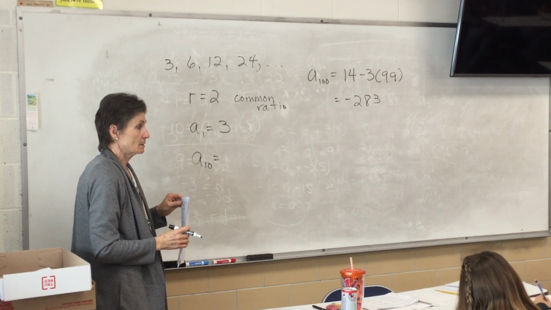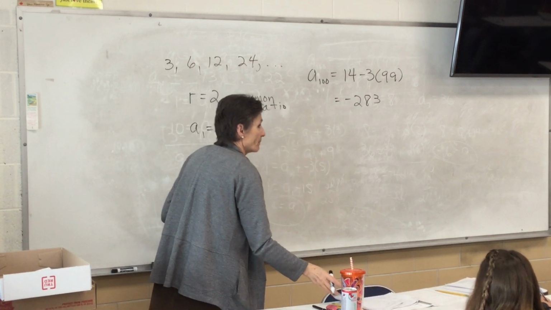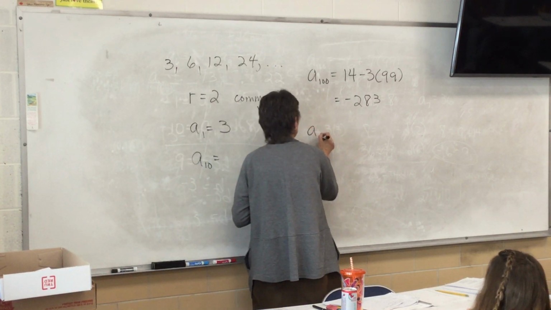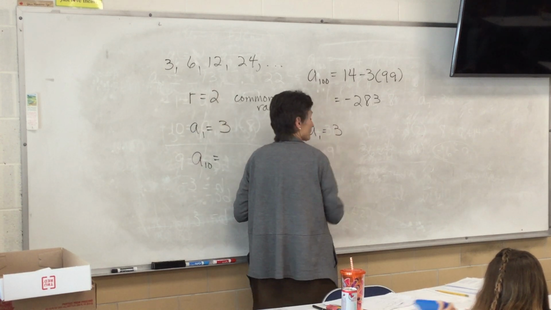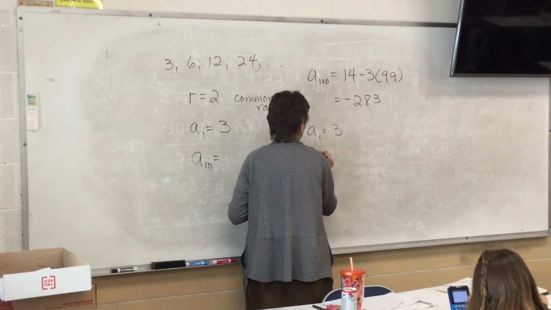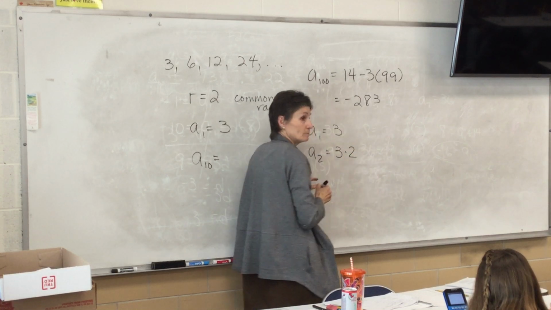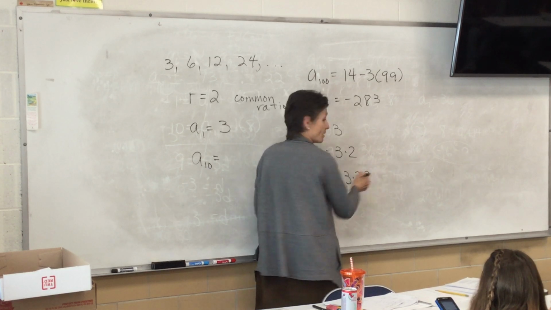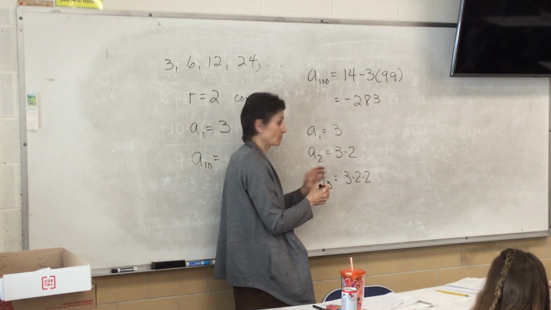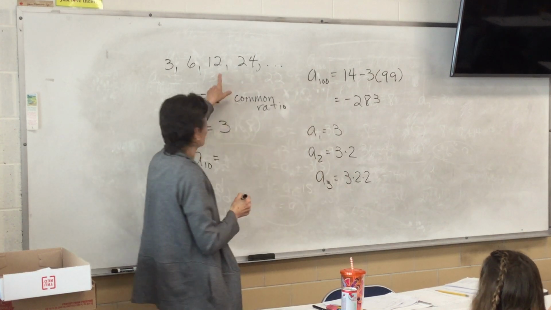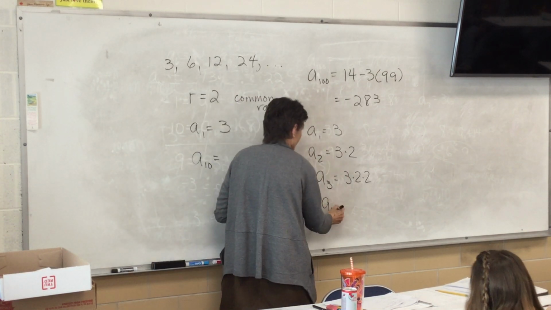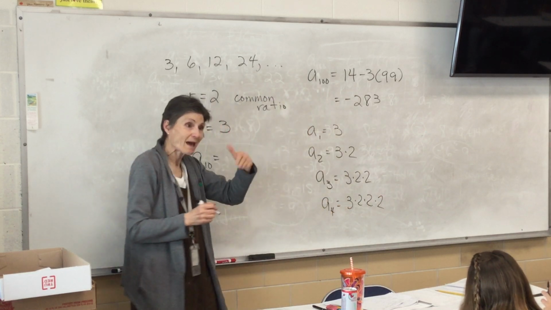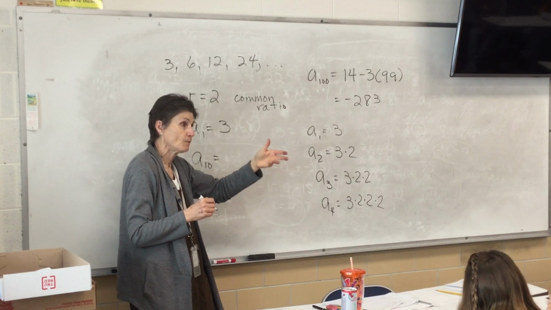Okay? Now, let's take a look at this for a minute and see if we can figure out what's going on. The first term was 3. The second term was 3 times 2. The third term was 3 times 2 times another 2. 12. And then the fourth term was 3 times 2 times 2 times another 2. So we just keep multiplying by an additional 2.